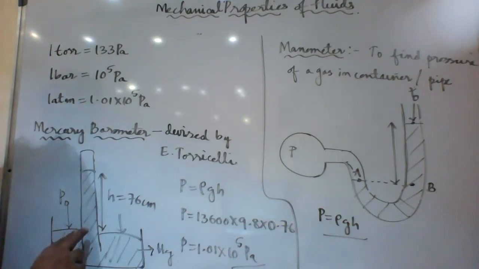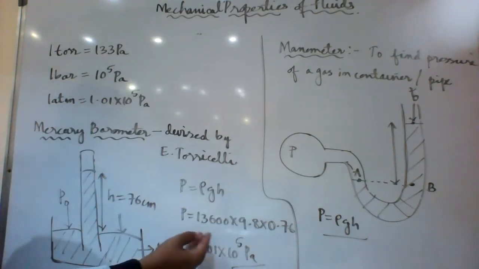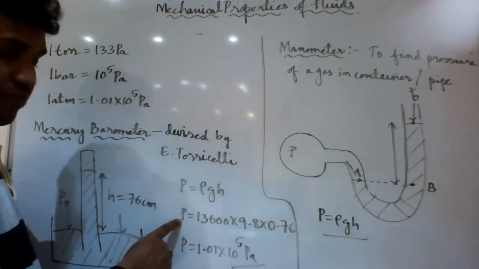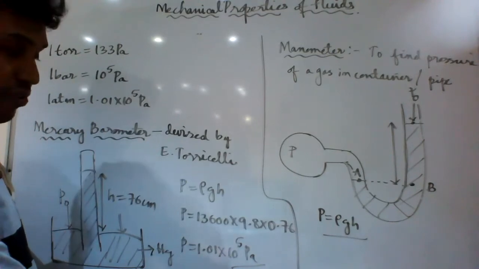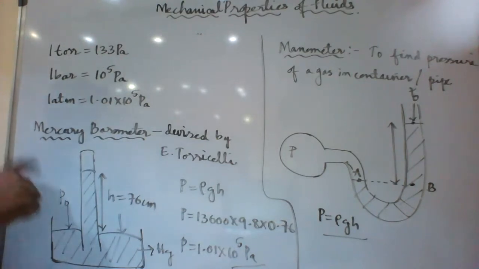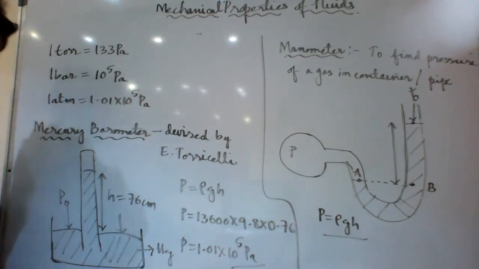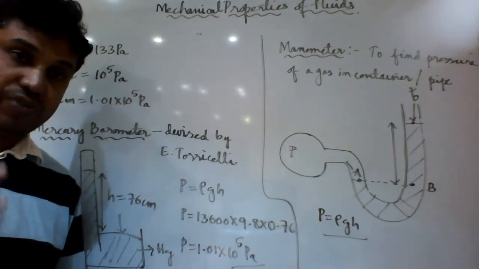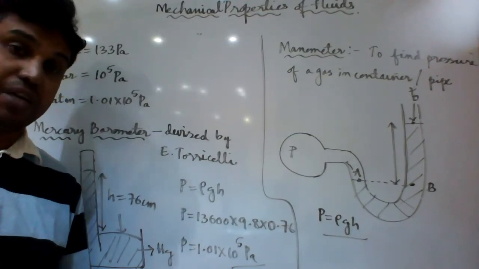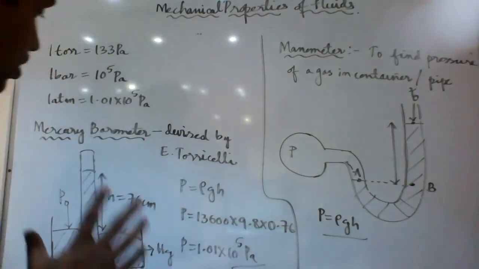Now, what if in place of mercury I replace it with water? What should be the size of the pipe? When we substitute the density of water, which is 1000, and gravity 9.8, and P as 1.01 × 10^5 pascals, we find that the height of the water in the tube is around 10 meters. That means if you are using a water barometer, we need a 10-meter long tube and a big ladder also. So that is about the mercury barometer.